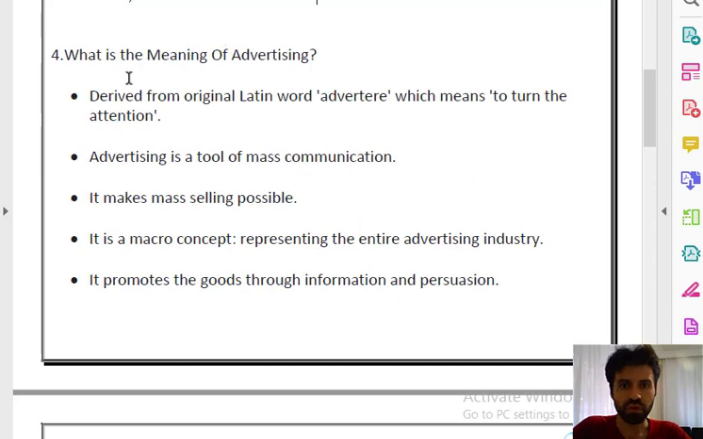Question number 4. What's the meaning of advertising? The word advertising is derived from the Latin word advertere, which means to turn the attention. Advertising is a tool of mass communication. It makes selling possible. It is a macro concept presenting the entire advertising industry. It promotes goods through information and persuasion.